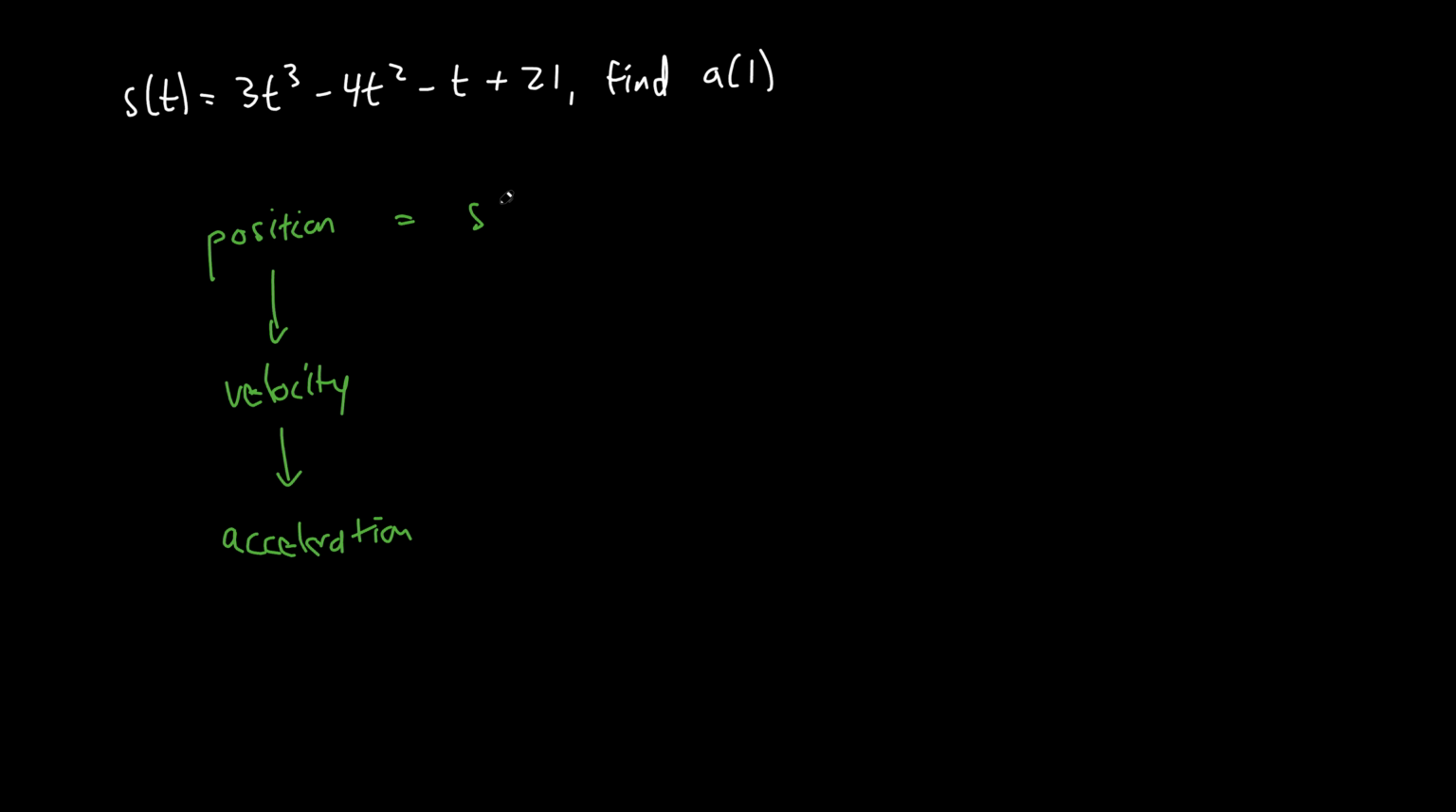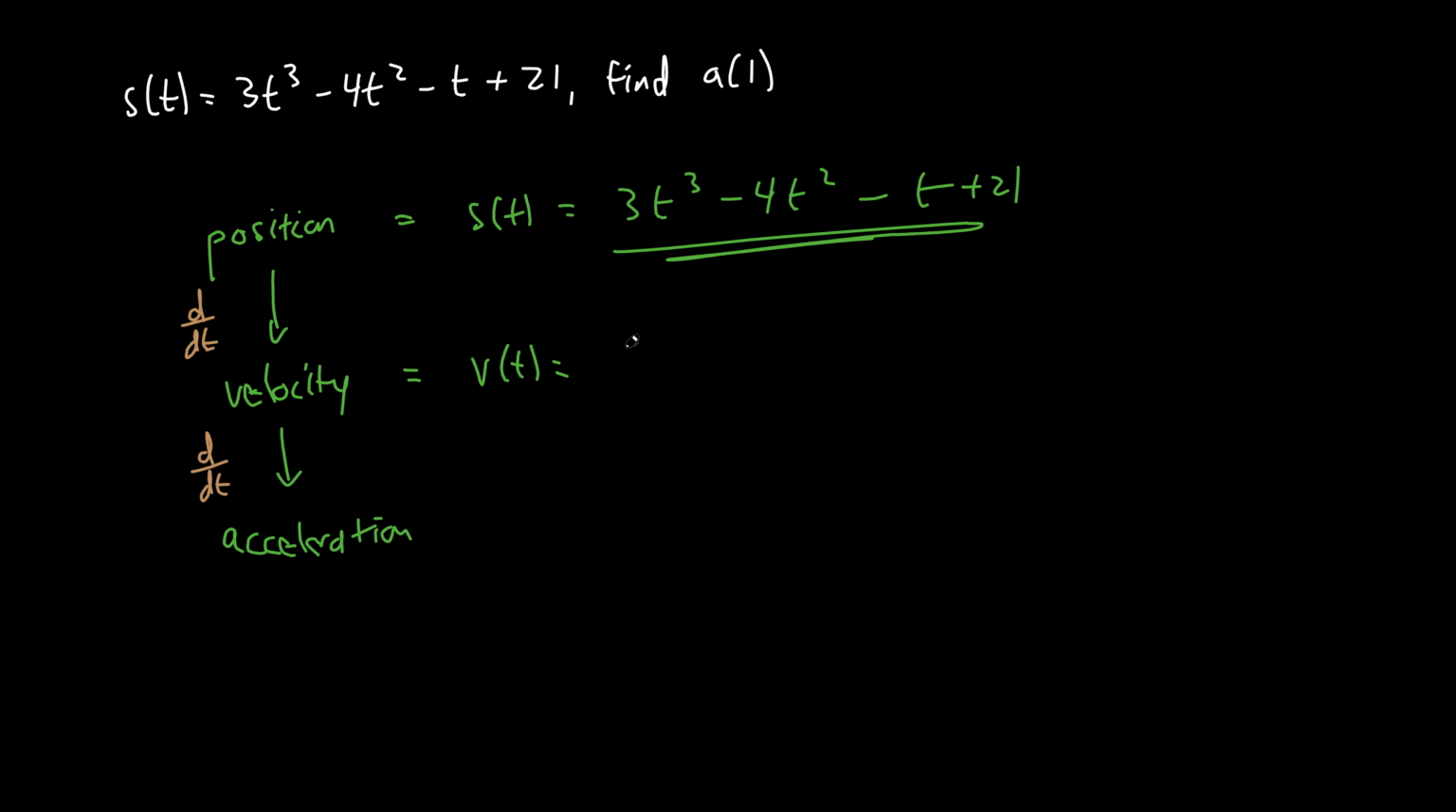So we start off with our position, s of t, and I'll just rewrite our equation here so we have it. Then I'm going to go ahead and take the derivative to get velocity, right? So it might make sense here just for me to denote this. Take the derivative with respect to t, one more derivative with respect to t. So if I take the derivative of this with respect to t, my velocity equation would become 9t squared minus 8t minus 1. Note here that the derivative of the constant goes to 0, that'll disappear, and then all of these we just use the power rule on, okay?